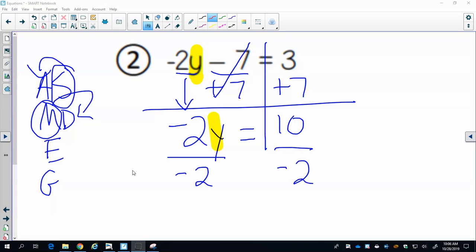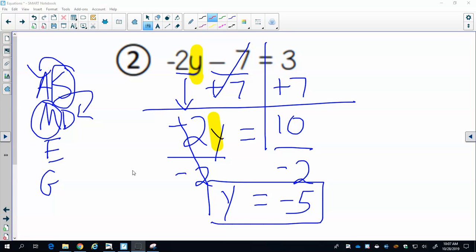We didn't see dividing by a negative in our models, but we need to understand what we need to do. Whatever you multiply something by, that's what you're going to divide by. If it's a negative, it has to be a negative. So then your negative 2 divided by negative 2 cancels out. That's a 1 because negative 2 divided by negative 2 is 1. We're going to bring down our y. And then 10 divided by negative 2 is what? Negative 5. Good.